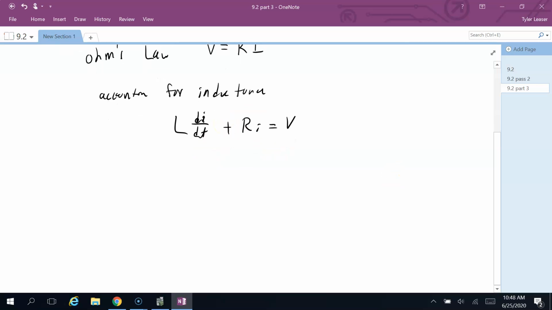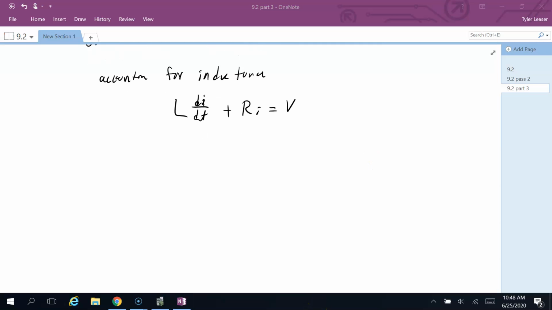And what we're going to do is solve this because this is a first order linear differential equation. So first thing we need to do is get the derivative di dt by itself. So we're going to divide everything by L. So di dt is by itself now, plus R over L times i, and that's going to be equal to V over L. Keep in mind that the R, the V, and the L are just constants. They are not functions of t.